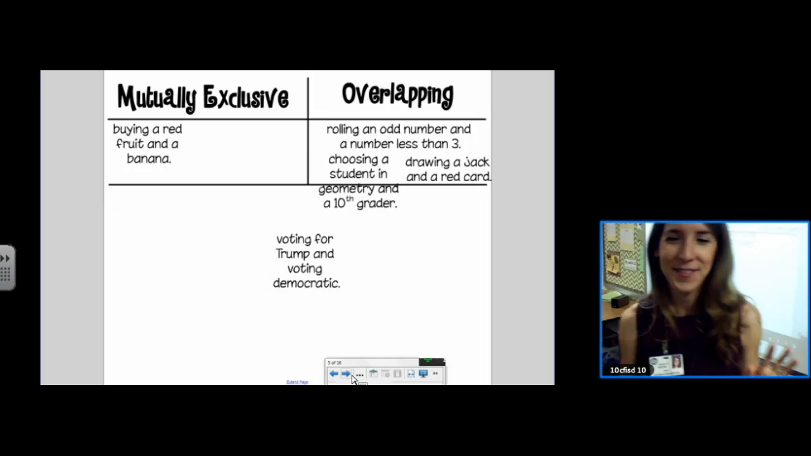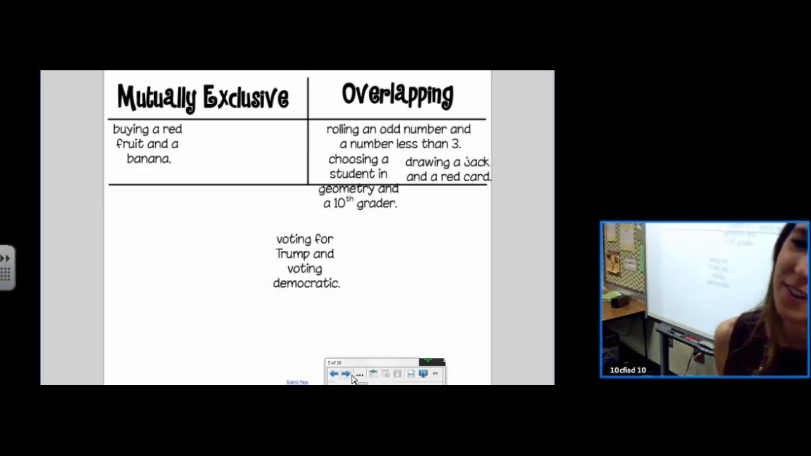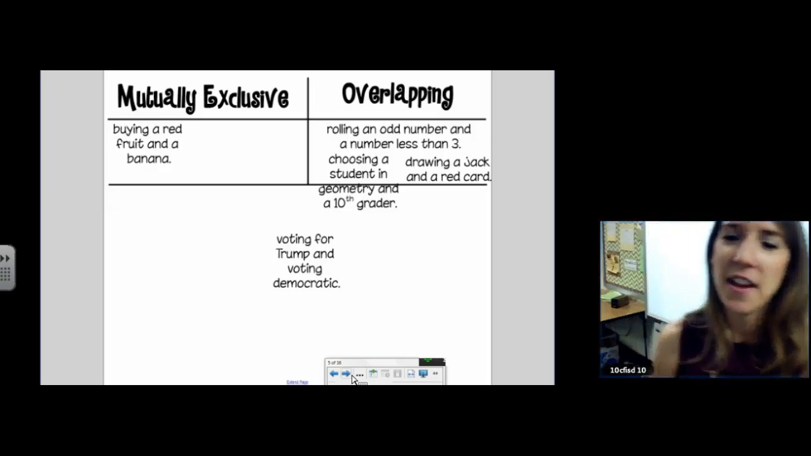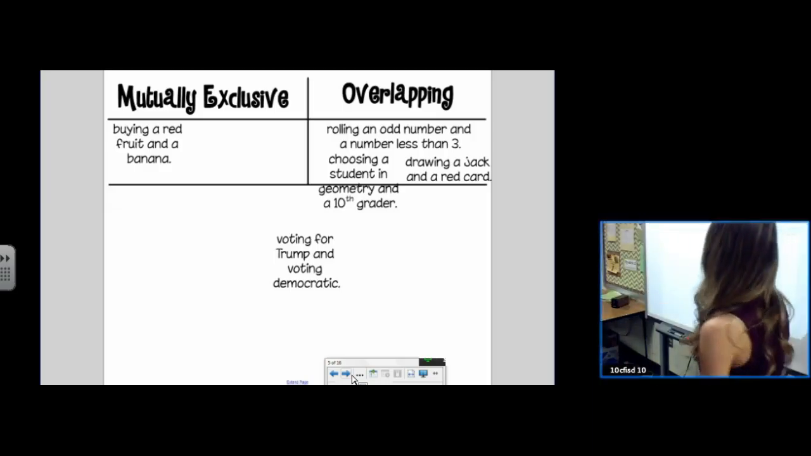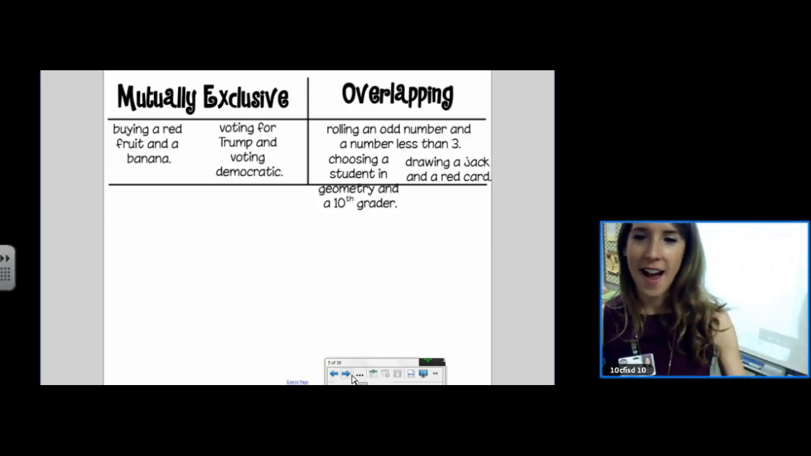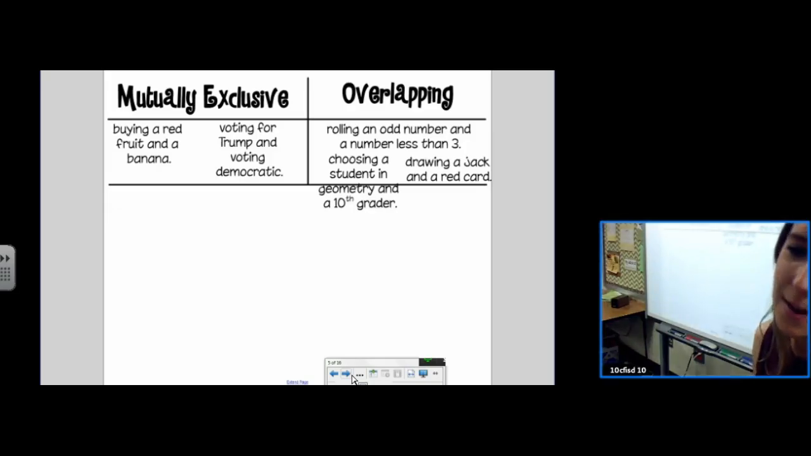I just had to put this one in there. Sorry about that. Voting for Trump and voting Democratic. When people watch the recorded lesson in the future, when it's like an old recorded lesson, they're going to be like, what? They're not even going to remember. Mutually exclusive. Trump is not Democratic right now. He could change his mind tomorrow, right? No. So you can't do that at the same time.